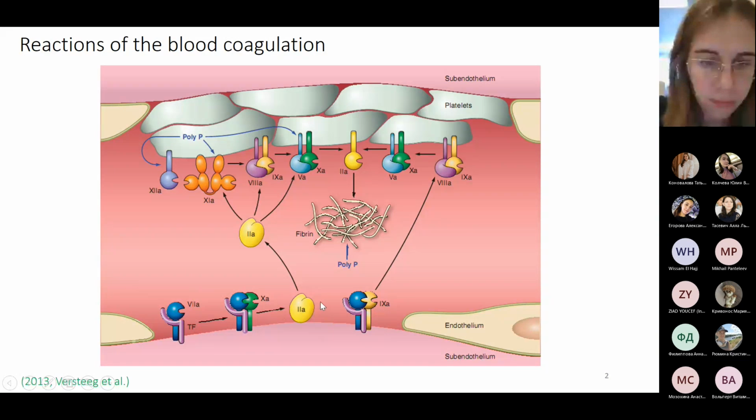Continue, please. And one more way: when active factor 10 is formed, it can be dissolved into the solution and bind to this complex from the solution too. So it is not the only way of activation of this complex. One possible way, I mean.